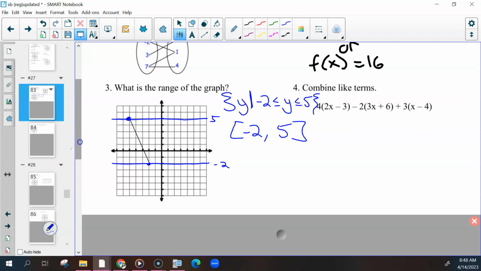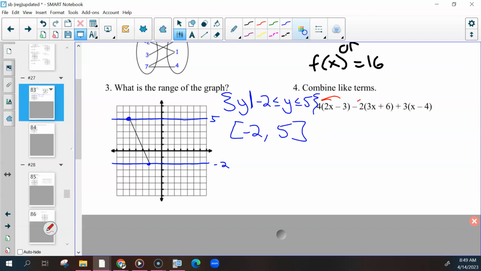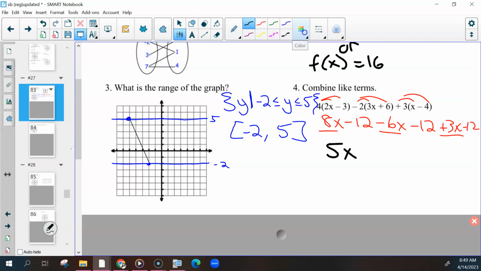Four, you would have to do algebraically, but then you could check yourself in Desmos. So distribute everything. 8x minus 12 minus 6x minus 12 plus 3x minus 12. A lot of 12s in there. And then combine all of your like terms. So 8x minus 6x gives us 2x. 2x plus 3x gives us 5x. And then we had, these were all minus 12s. So that would be minus 36.